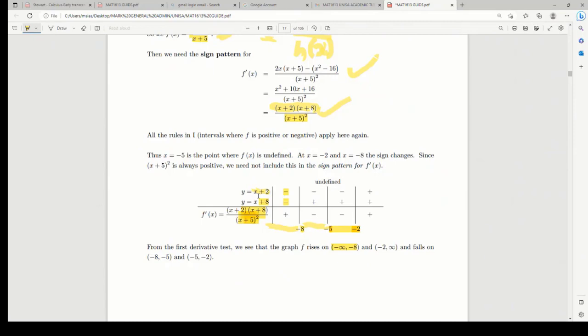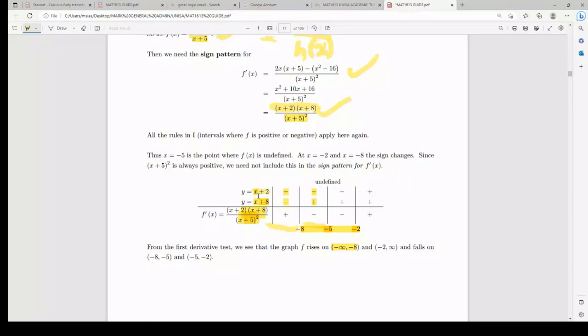Right. And if you look at the interval minus 8 to minus 5, well, we take a number there. Let's take minus 7. Minus 7 plus 2 gives me a negative, and minus 7 plus 8 gives me a positive. And then a negative times a positive gives me a negative. Of course, the denominator is always non-negative. And you go about it in that fashion.